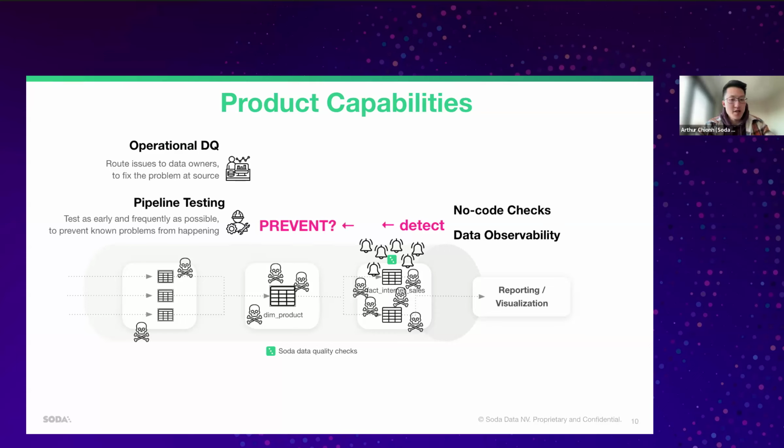The first key capability is what we call operational data quality, where with SODA, you can basically direct data quality issues to data owners and to the sources of data so that a problem can be applied at the root cause. The second main capability is what we call pipeline testing, where with SODA, you can basically embed your data quality checks in your data pipelines so that you can test the quality of your data as early and as frequently as possible, and also prevent known data quality issues from happening over and over again.